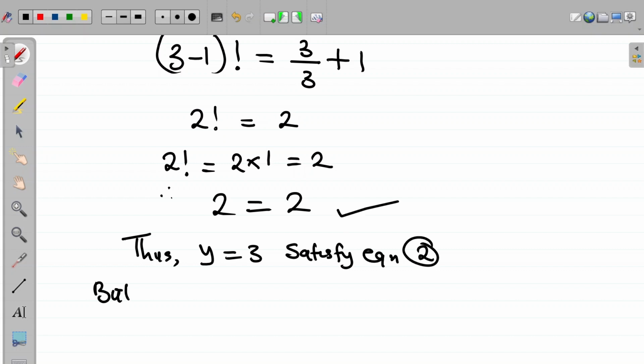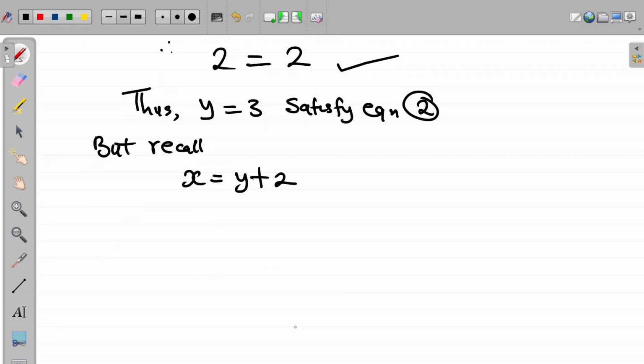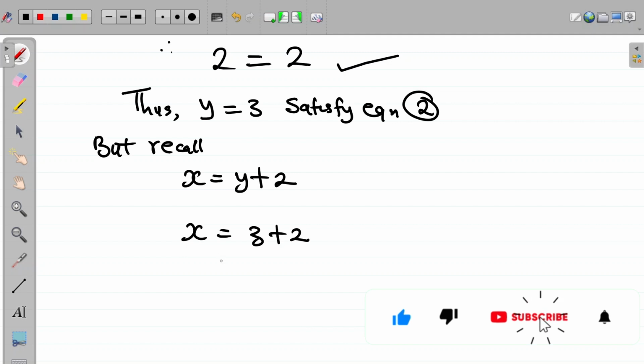But recall that x is equal to y plus 2. x will be equal to 3 plus 2, since our value of y is equal to 3. So x is equal to 5.